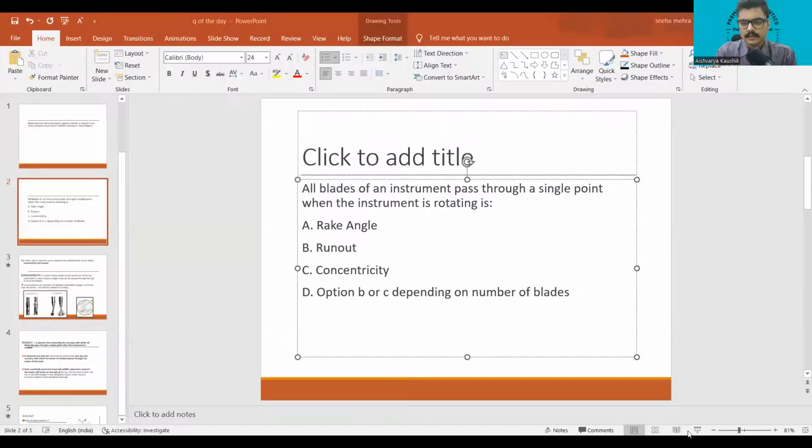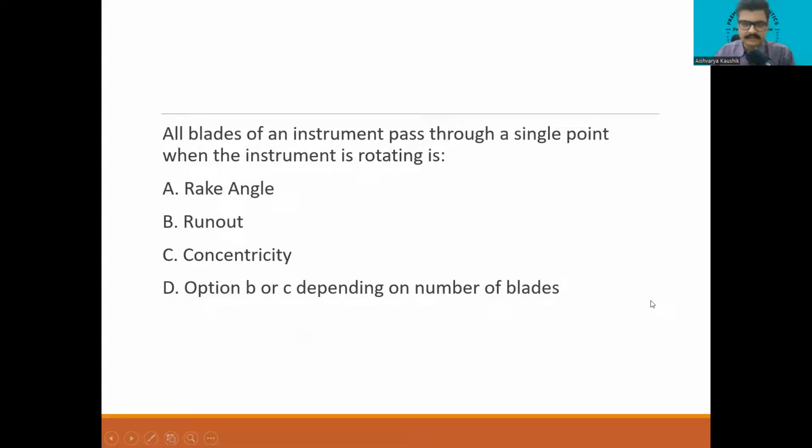Today, we are going to discuss one very important question that came in All India PG Entrance Examination 2019. The question goes like, all blades of an instrument pass through a single point when the instrument is rotating. That value is known as what? That is the question that was asked.